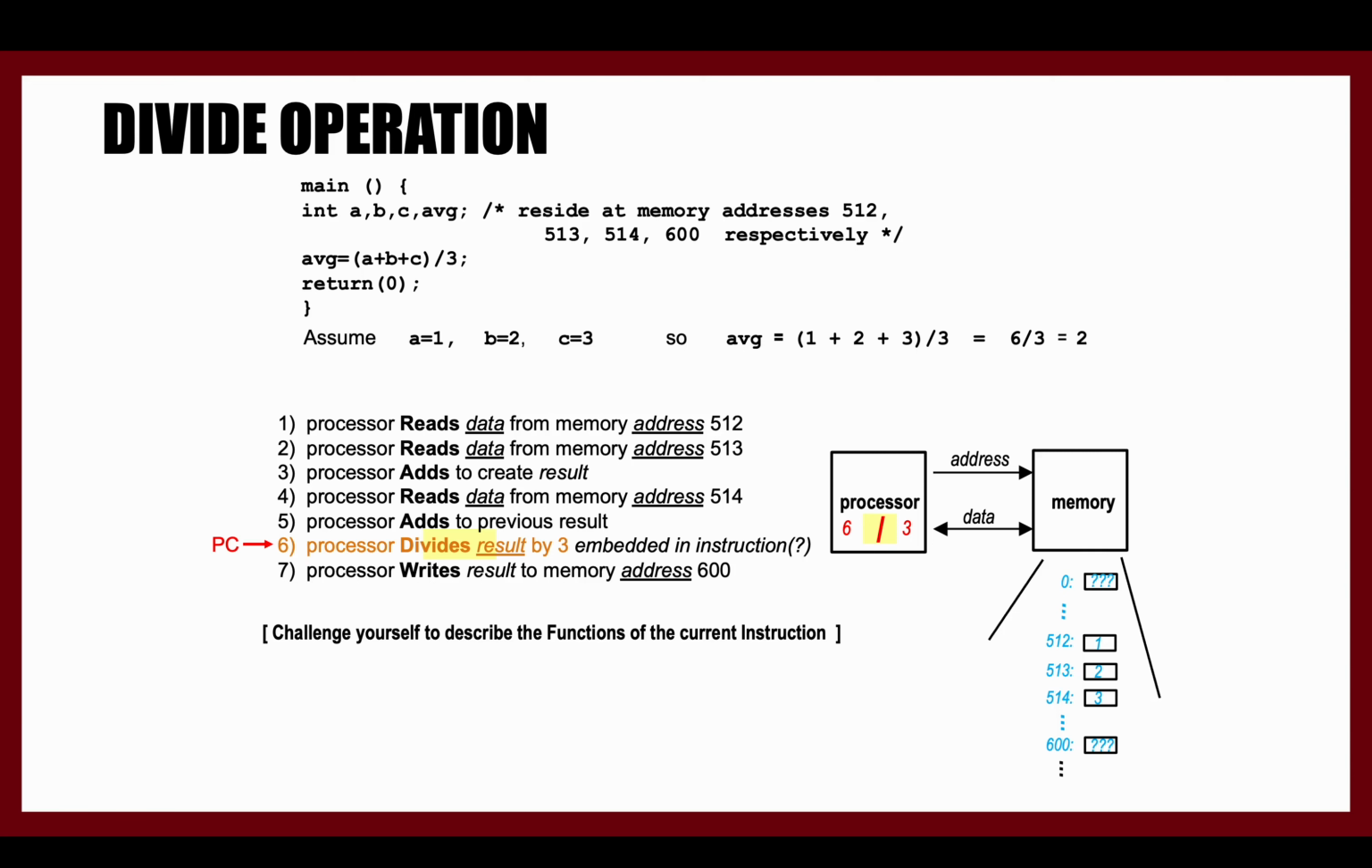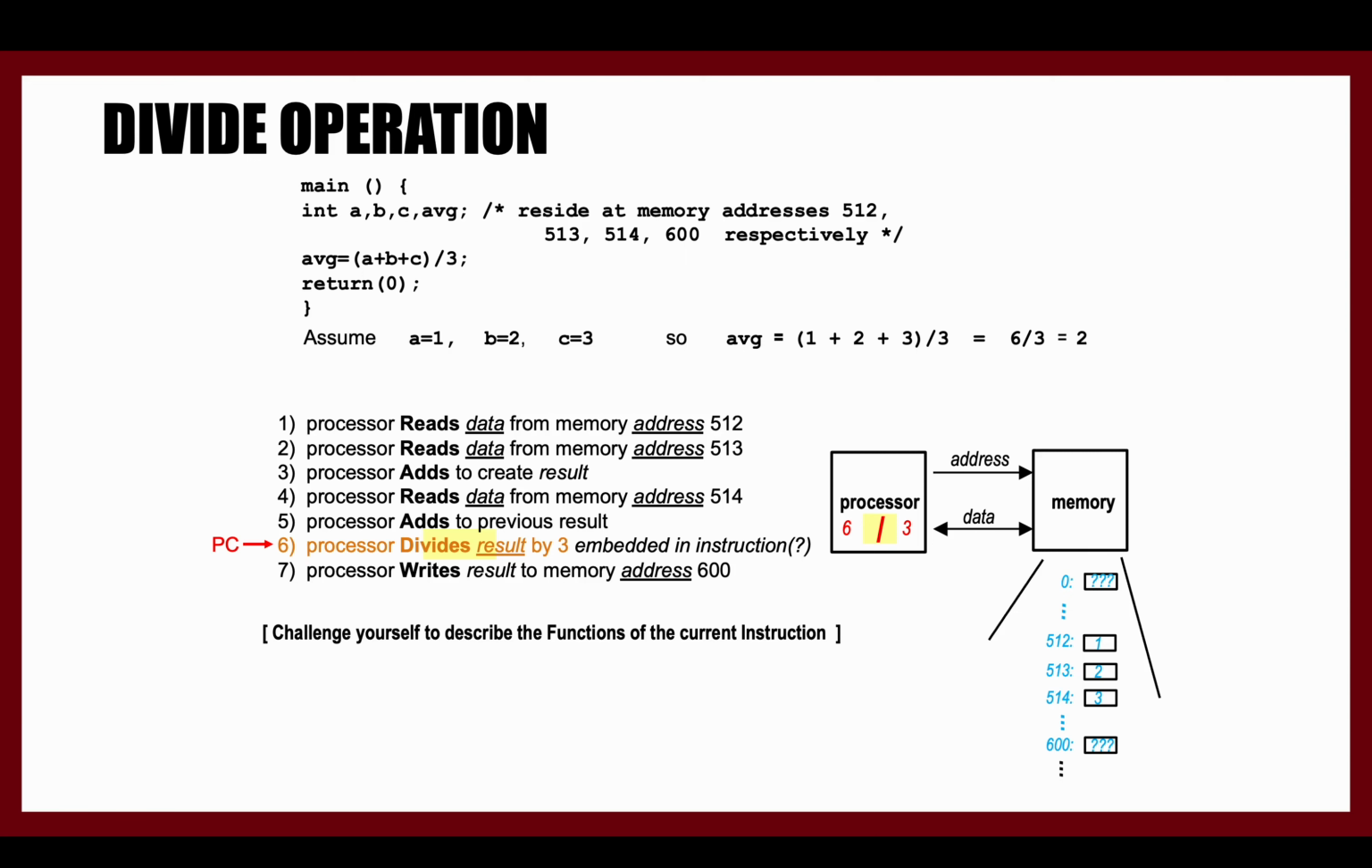Let's talk about the slide titled divide operation. After the values are read from the memory and summed up, the processor divides the sum, which is 6, from a equals 1, b equals 2 and c equals 3, by 3. The diagram depicts this division operation inside the processor, resulting in 2, from 6 divided by 3.